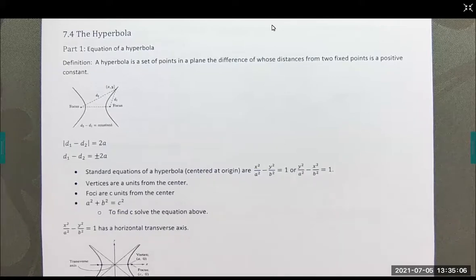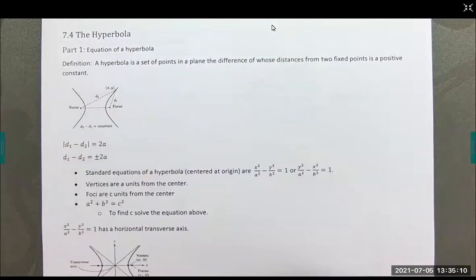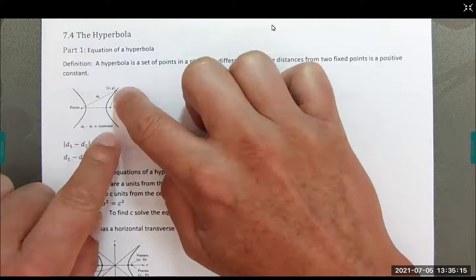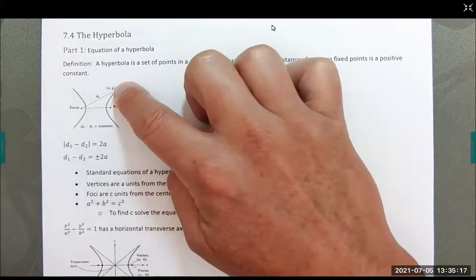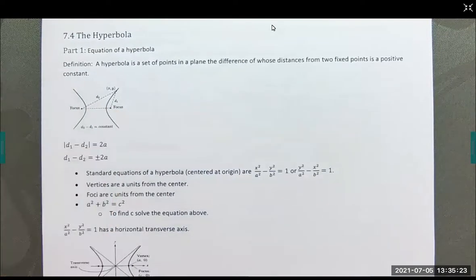It's the set of points, so the points on the actual graph, where the distance from one focus minus the distance to the other focus is going to be a constant. That won't change. So that's going to be the same value. So d sub 2 minus d sub 1 is going to be a constant. Does not change.